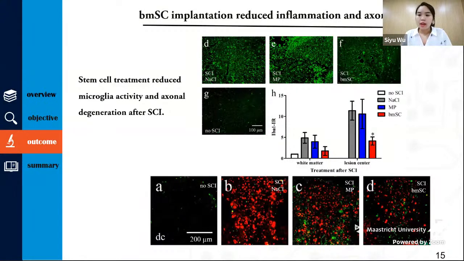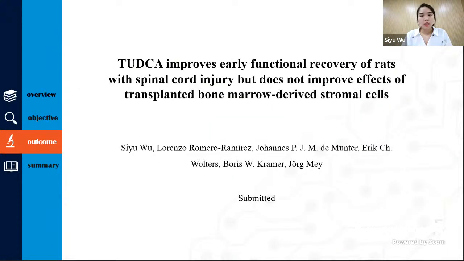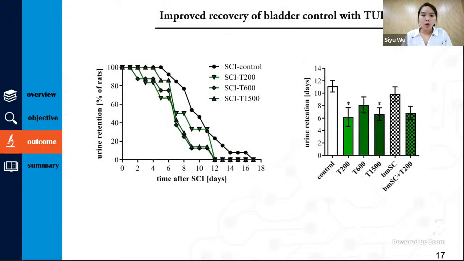When we conducted further analysis, we observed that BMSC treated animals' microglia activities in the lesion center were reduced. The histological results also showed less axonal degeneration after BMSC treatment. In part 4, we investigated the combinatory therapies.